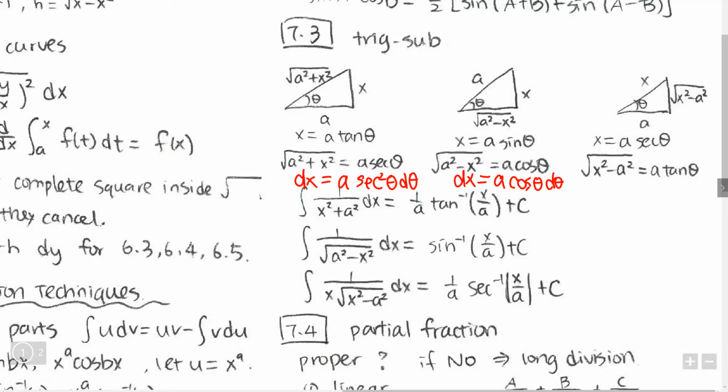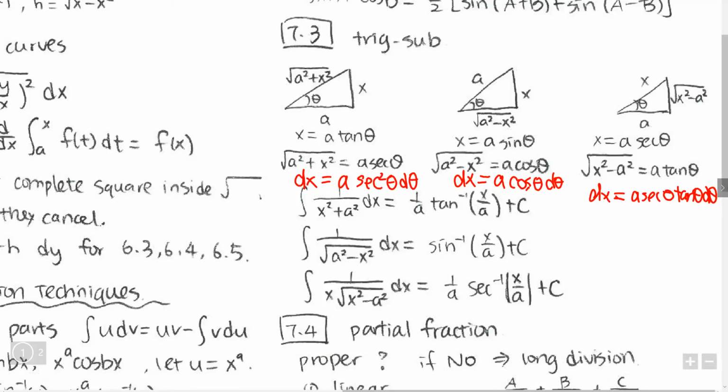All right. Last, when you see the square root of x squared minus a squared, you let x be a secant theta. And then the square root of x squared minus a squared is going to be a tangent theta. Remember, secant and tangent, they're a couple. And then dx is going to be a secant theta tangent theta d theta. Okay? So keep this in mind.